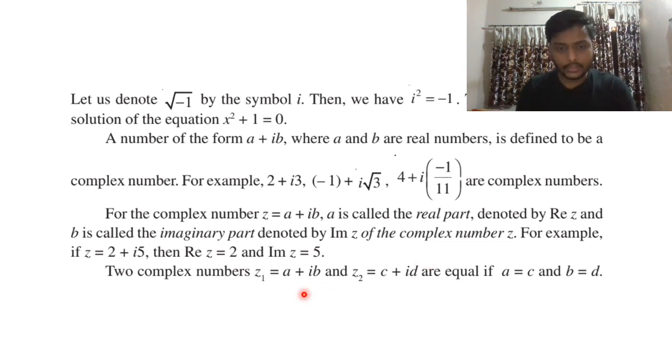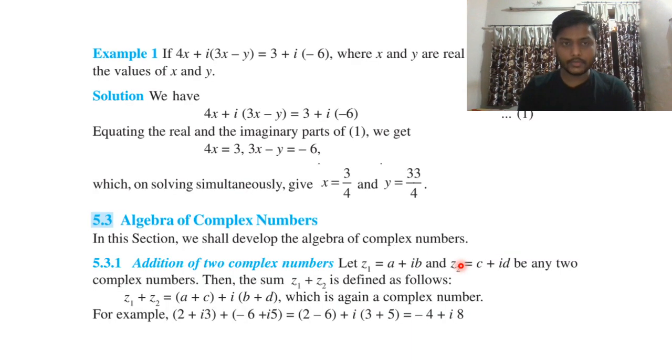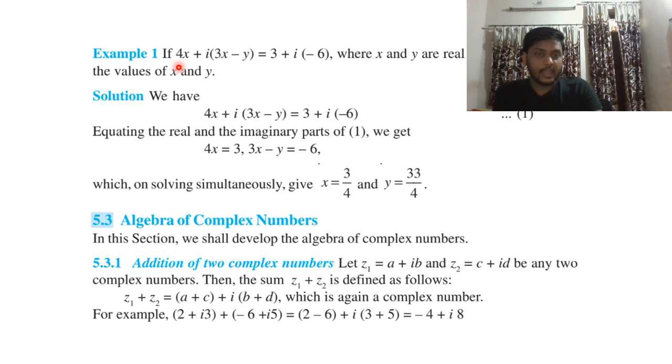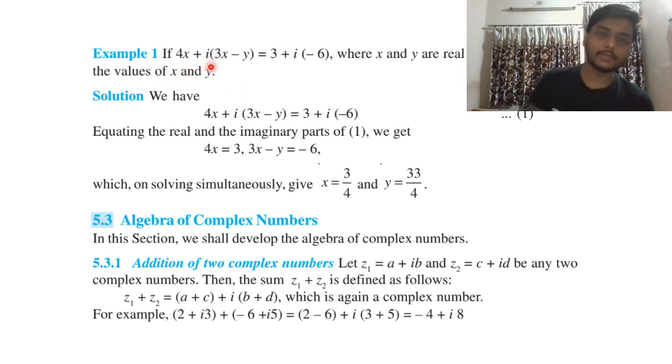So now let's come back to our topic that we have to discuss here, and that is complex numbers. We have some questions, so let's begin with them. We have a question where 4x plus iota times (3x minus y) is equal to 3 plus iota times minus 6, or 3 minus 6 iota. Here x and y are real numbers, and I am supposed to find the values of x and y.